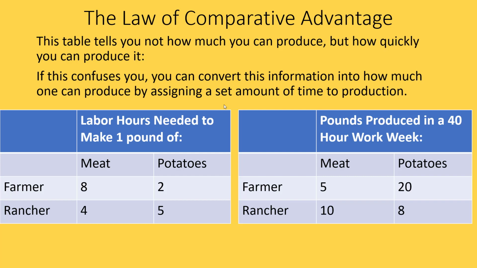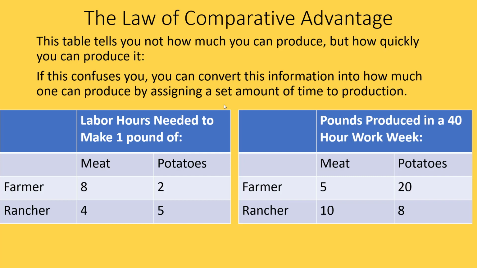And again, this just converts everything into the amount produced rather than the amount of time it takes to produce something, right? So in other words, if we say that a farmer can make a pound of meat in 8 hours, in a 40-hour work week, that means they can make 5 pounds of meat. If we say that it takes them 2 hours to make a pound of potatoes, then in a 40-hour work week, they can make 20 pounds of potatoes. And if we say that that rancher takes 4 labor hours to make a pound of meat, that means in a 40-hour work week, they can make 10 pounds of meat. If it takes them 5 labor hours to make a pound of potatoes, then in a 40-hour work week, they can make 8 pounds of potatoes, right?